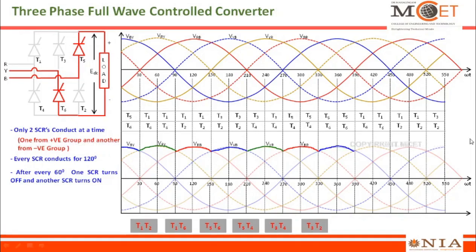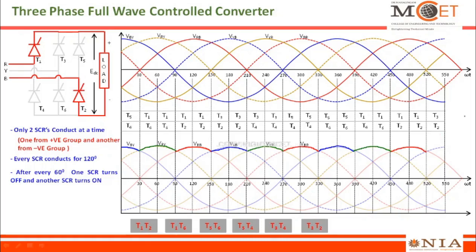Again, in the next 60 degrees, T1 and T6 will conduct. When T1 and T6 are conducting, the load voltage will be equal to Vry. So Vry is this voltage, and it will appear across the load and continue its conduction. Then T1 and T2 conduct, and Vrb will be the voltage which appears across the load.